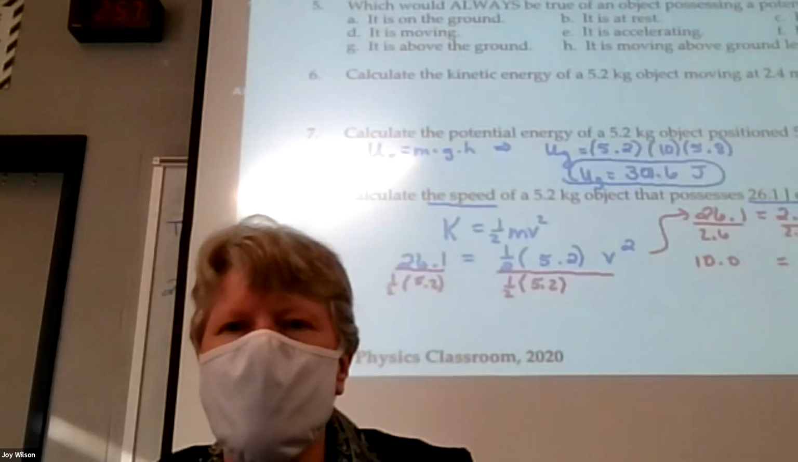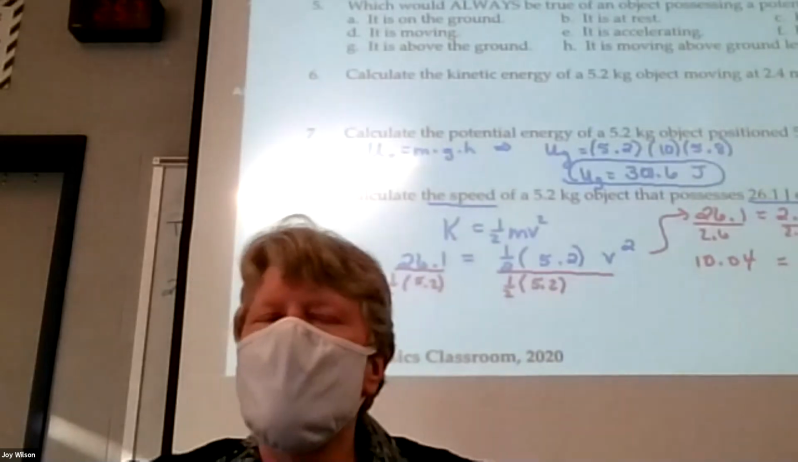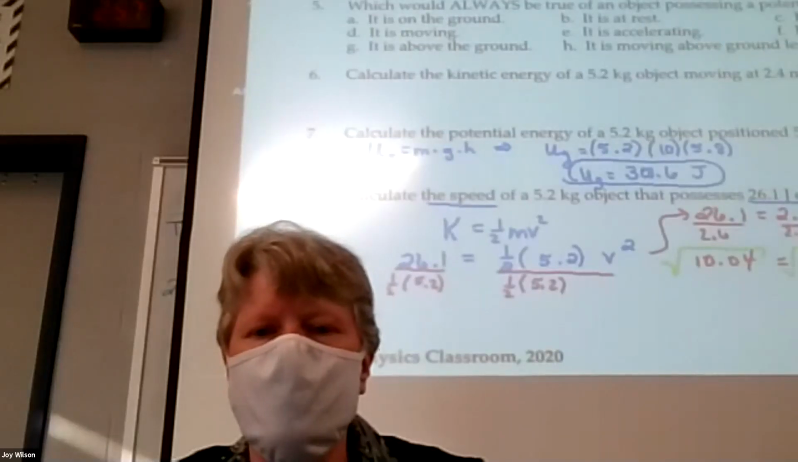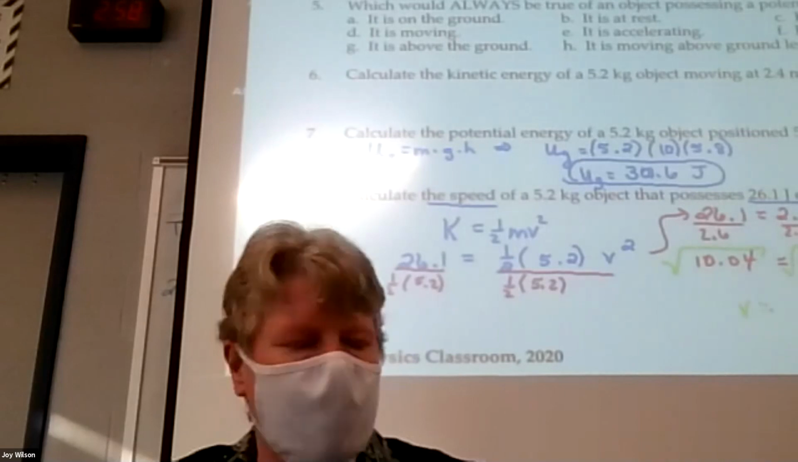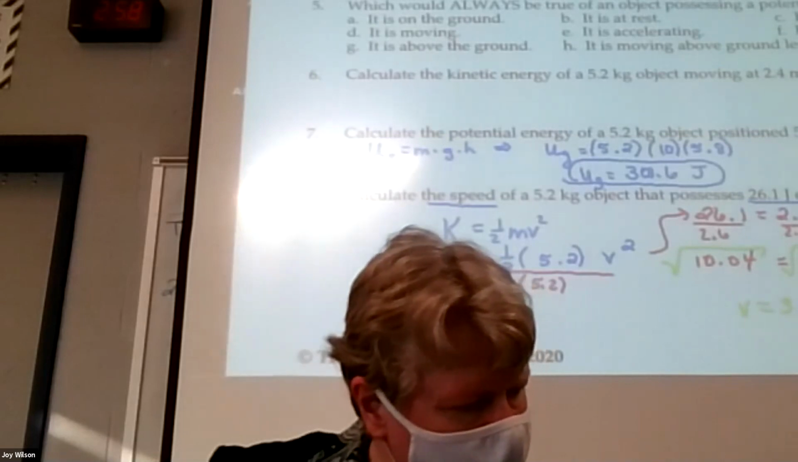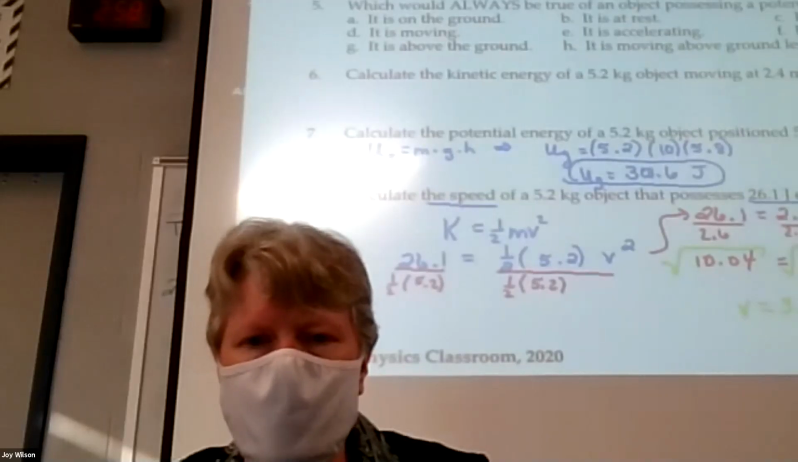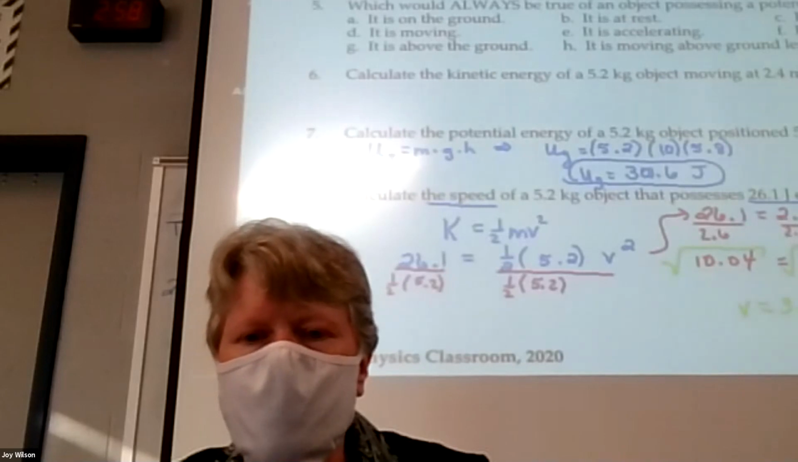Now what do I do once I've got v squared by itself? How do I undo squared? Well, you take the square root of both sides. So I would take the square root of this side and the square root of this side, and I would get v equals 3.17. So I'm going to round that off to 3.2 meters per second because it is a speed.